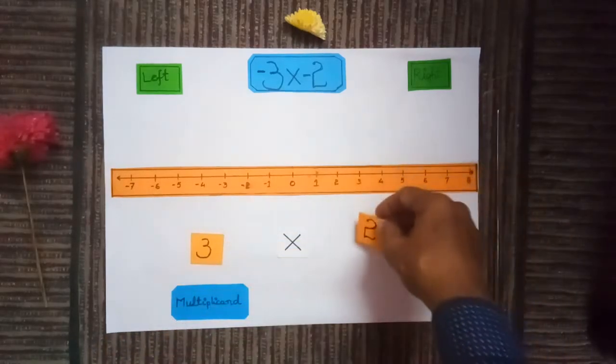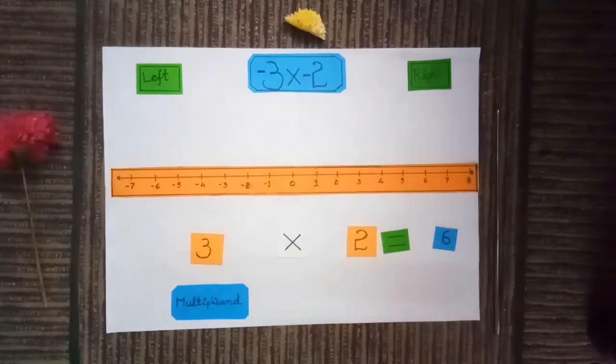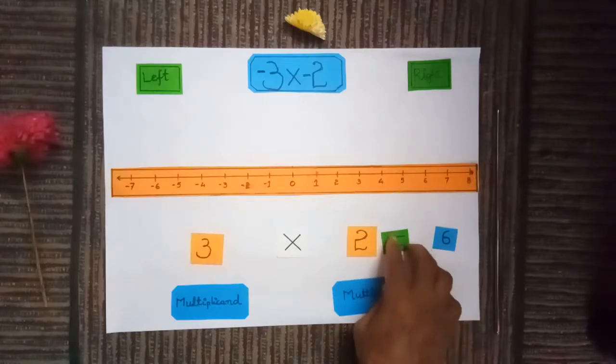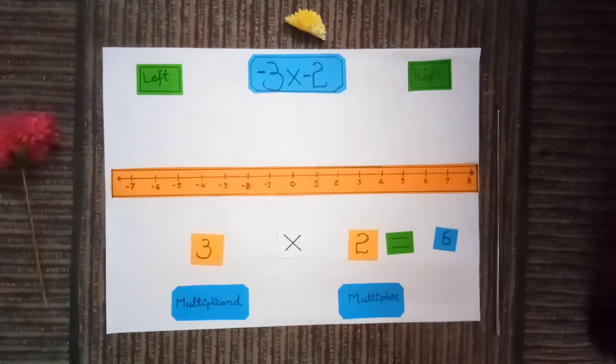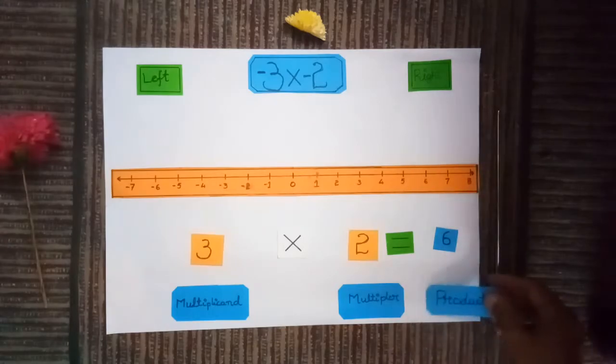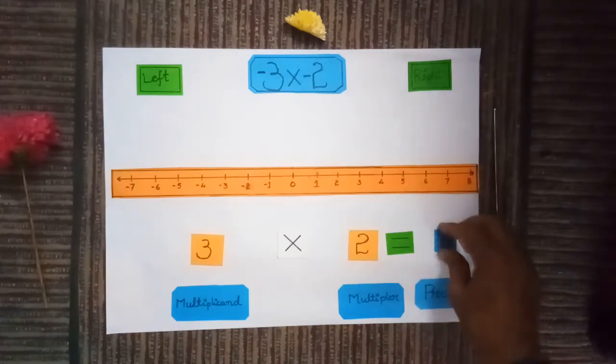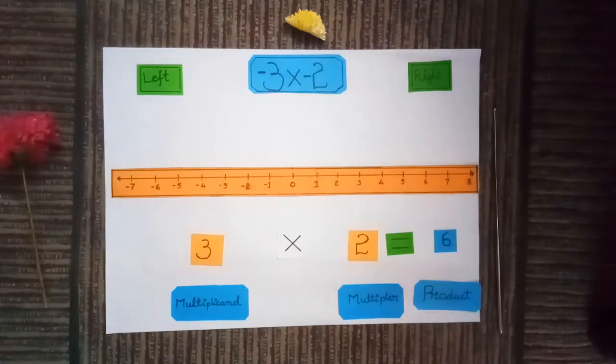So this 2 is called the multiplier. These concepts of multiplicand and multiplier are worth recalling so that they help us to understand this process. Now, this 6 is called the product.